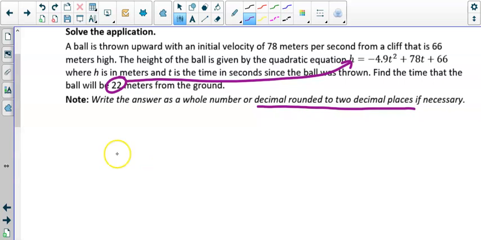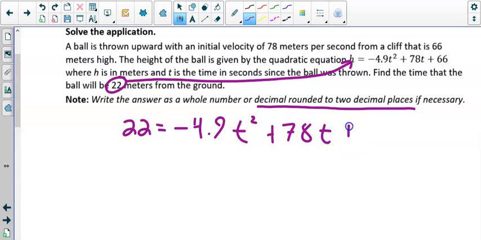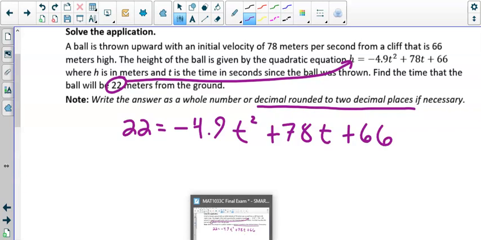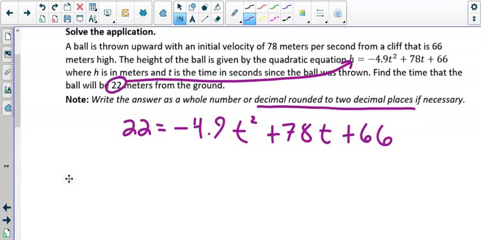So we're going to take this 22. We're going to plug it in. So 22 is equal to -4.9 t squared plus 78t plus 66. We want to run the quadratic formula, but what did I tell you earlier about factoring and the quadratic formula? We cannot run them unless what? Someone said something. You got to be set to 0.